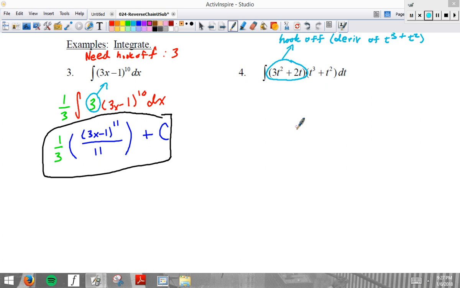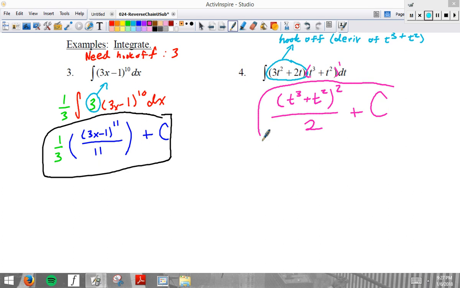So we're going to treat this as a power rule, as a general power rule. Well, what's the power of this group right here? This is t cubed plus t squared to what power? What's the power on the outside? It's 1. So we have the hook off already there. I don't need to multiply by anything. All I need to do is keep the inside the same, add 1 to the power, divide by the new power, plus c. That's it.